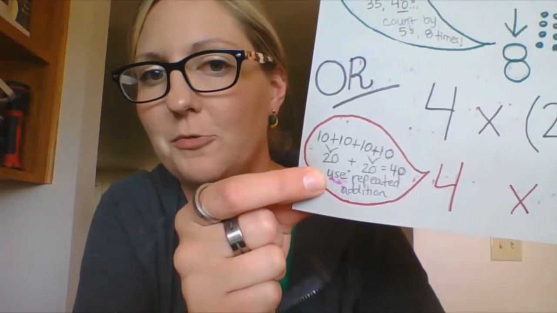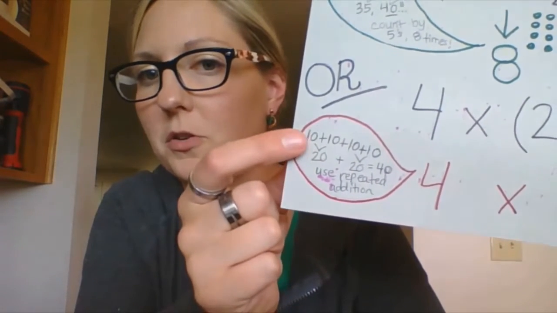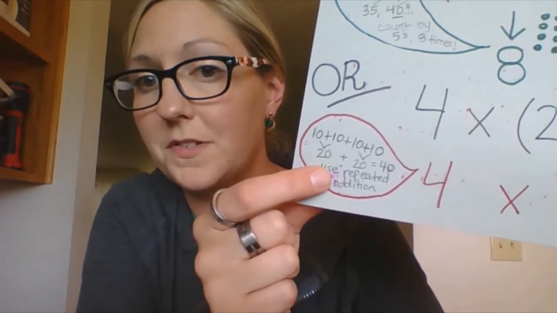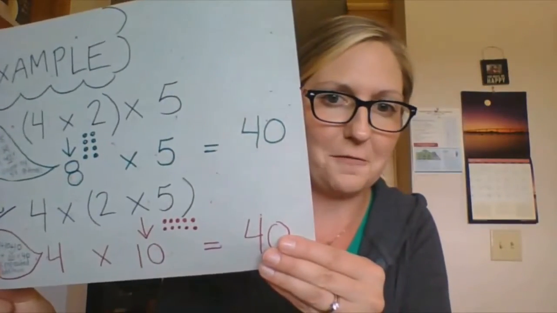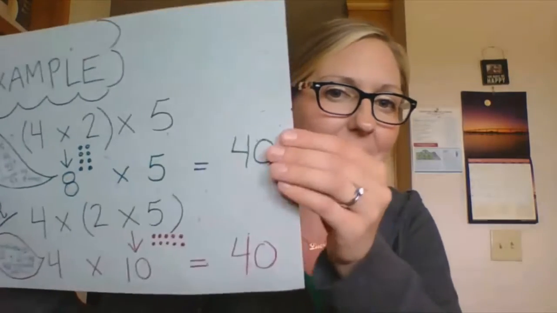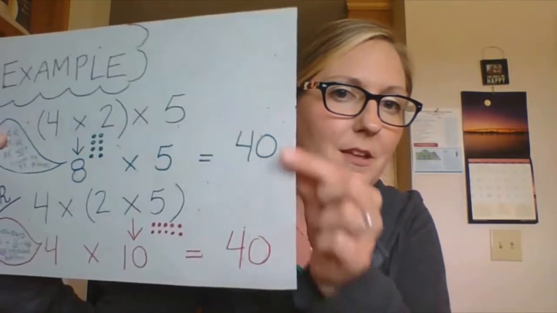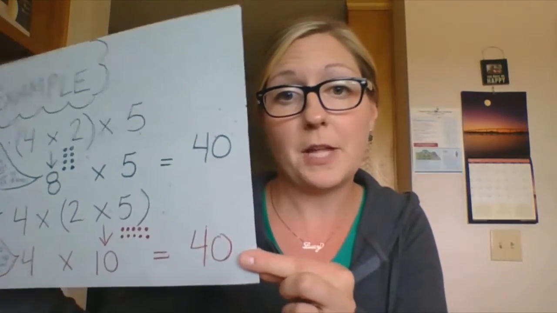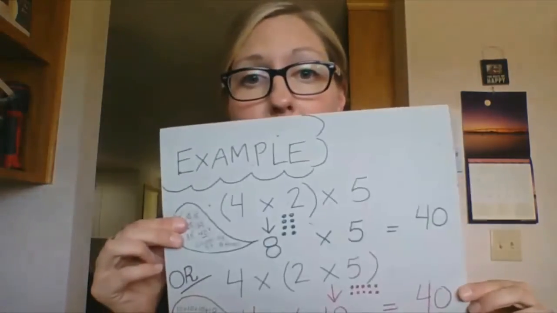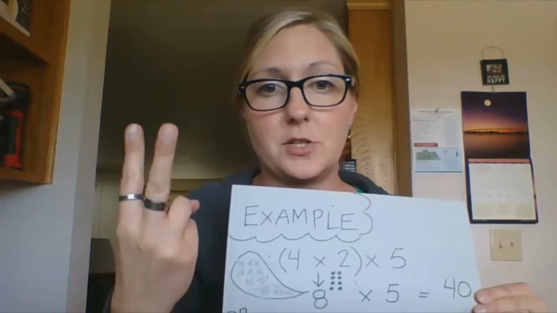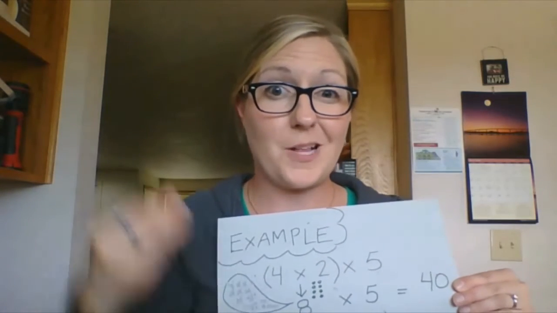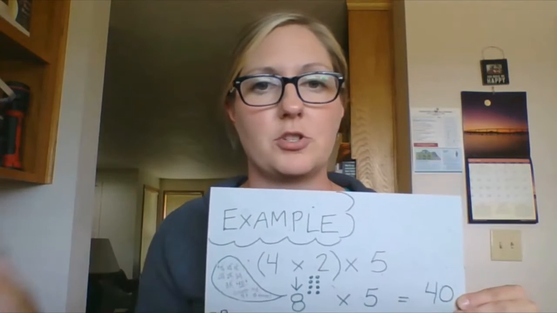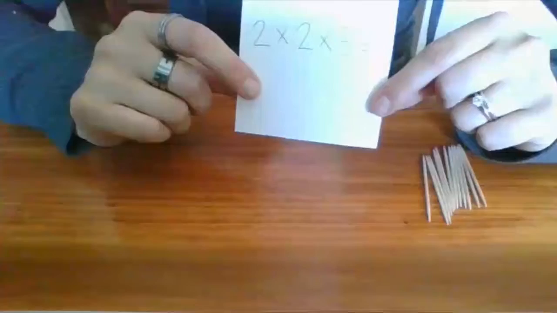Just another strategy we practiced a couple weeks ago. You could use repeated addition, adding your tens together, and we would still, because of associative property, end up with the same answer of 40. So that's what we're exploring today, is how we can multiply 3 factors, grouping them in any way we want, multiplying 2 of them first, multiplying that by the last factor, and no matter which order we do it in, we should always get the same answer.